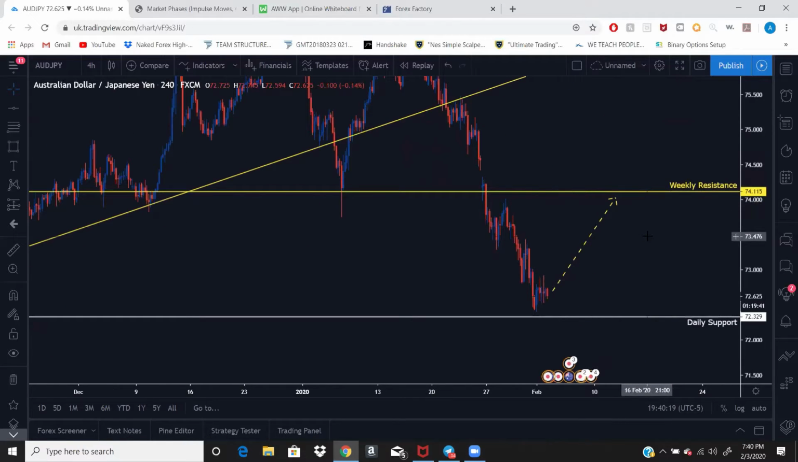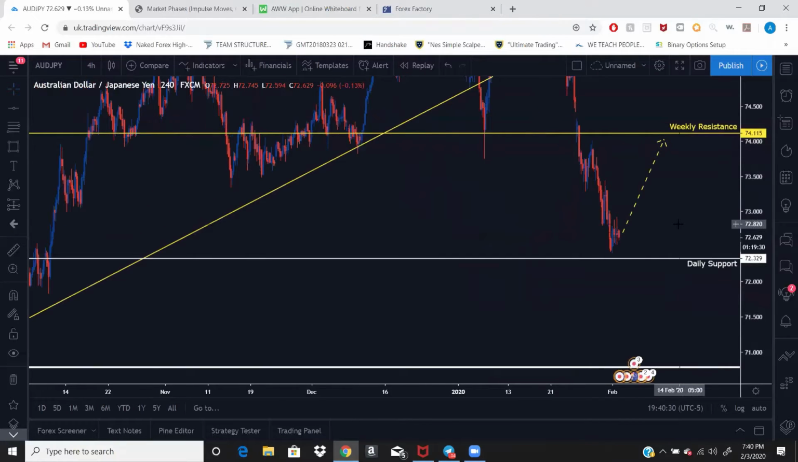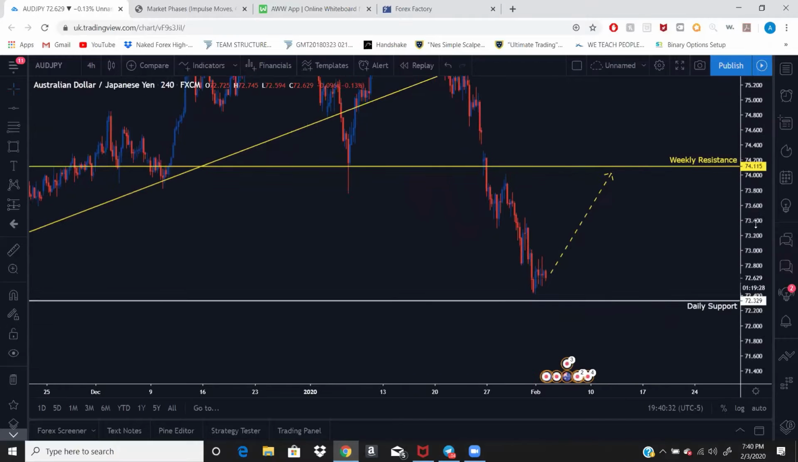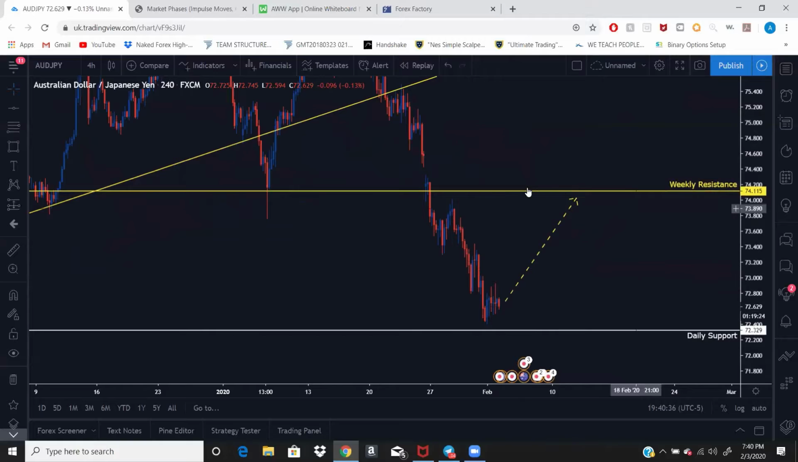So we'll see what happens in 2 hours. But if it breaks 72.330, this will fall another 120 pips, no doubt, because there's nothing in the way to prevent that. So that's AUDJPY.